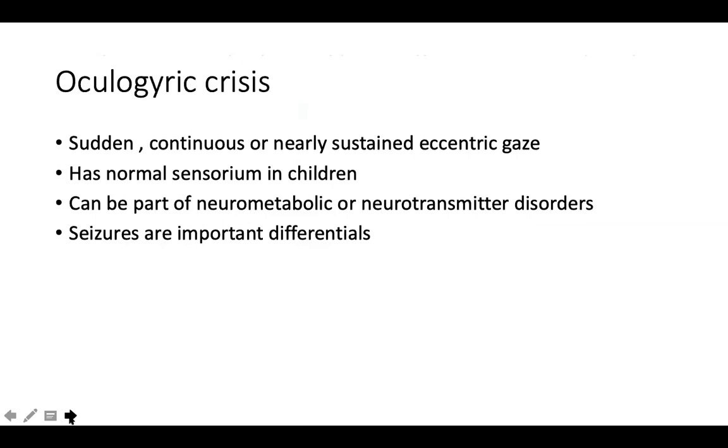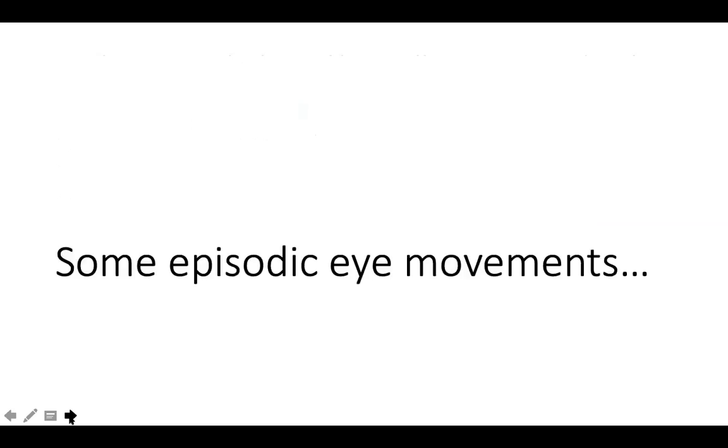sensorium. It can be a part of neurometabolic or neurotransmitter disorders. In some situations, you can have oculogyric crisis. It can be seen in children after Kernicterus injury in a newborn. Seizures are definitely important differentials. You can go ahead with the EEG to make sure that there are no convulsions.